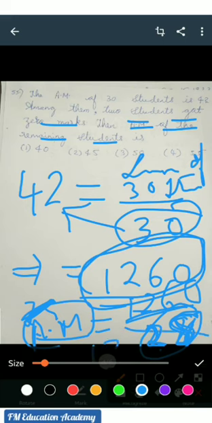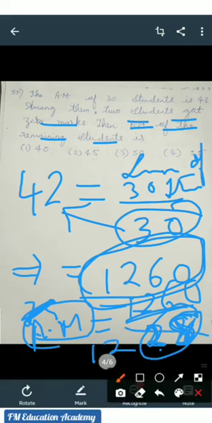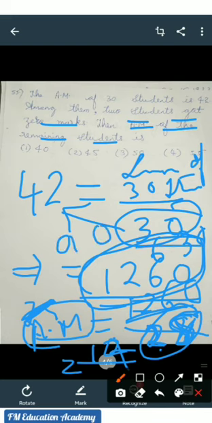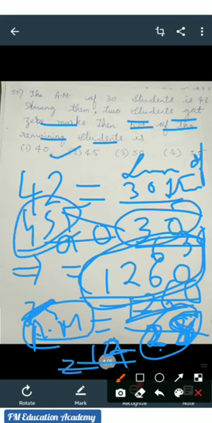2 1s are 2, 2 4s are 8, then 7 2s are 14, 7 9s are 63, 7 0s are 0, 2 1s are 2, 2 4s are 8, 1 0, 2 5s are 10. So we got the answer as 45, that is the second option. Okay.